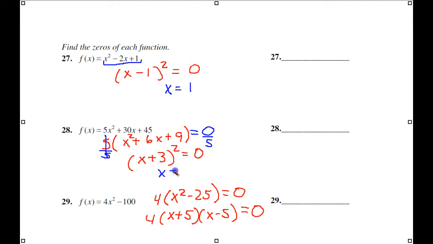So here, x equals 3. It happens twice. We only use it once. And here we factor out the 4. Again, the 4s divide out. We factor this difference of perfect squares into their conjugates. So for this one, we get x equals a negative 5 and a positive 5.